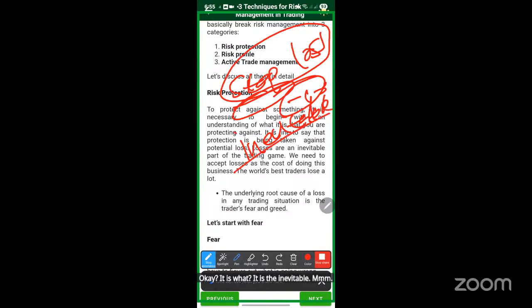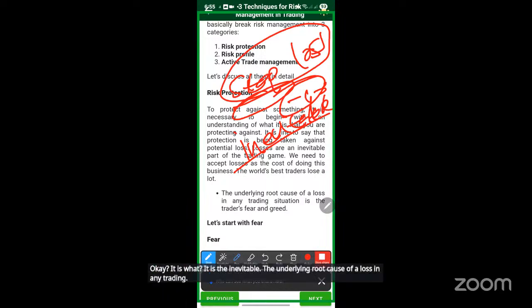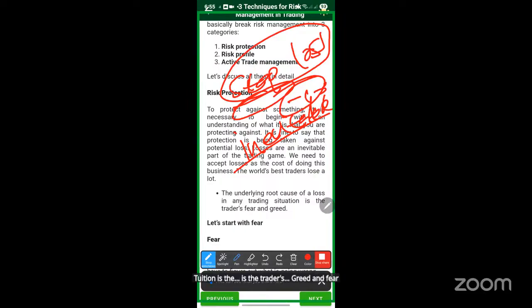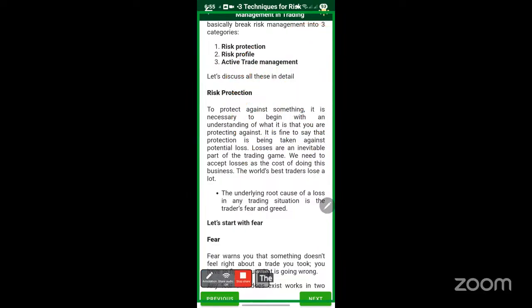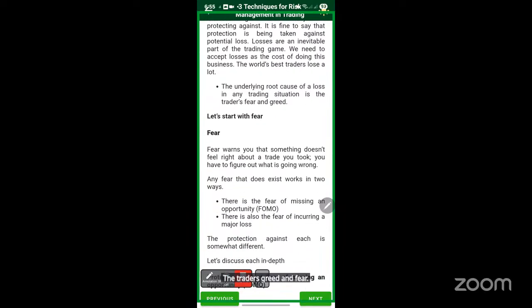The underlying root cause of a loss in any trading situation is the trader's greed and fear. Let's start with fear. Fear warns you that something doesn't feel right about the trade that you took. You have to figure out what's going wrong.